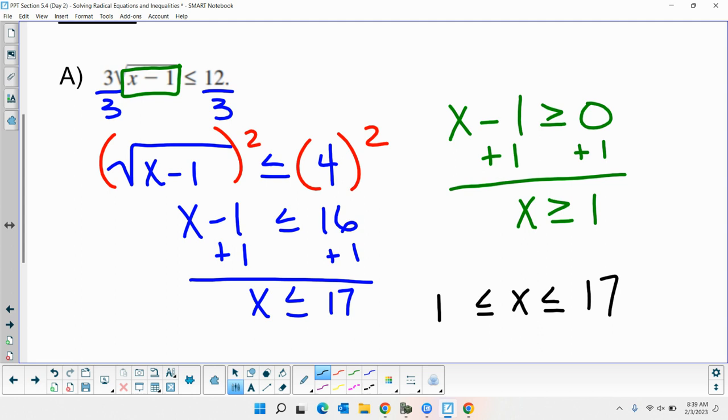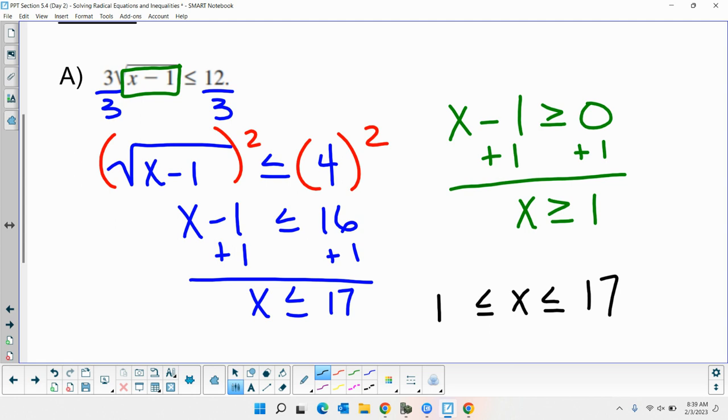So if you have an even index on inequalities, you got to make sure it's 0 or positive. So greater than or equal to 1, because that was an even index. It was a 2. You just don't write the 2. So that was an extra step to the inequality ones. Everything else is the same as yesterday. Okay?